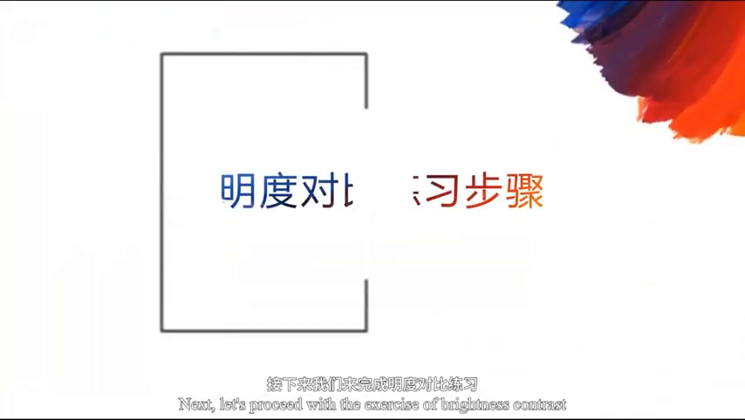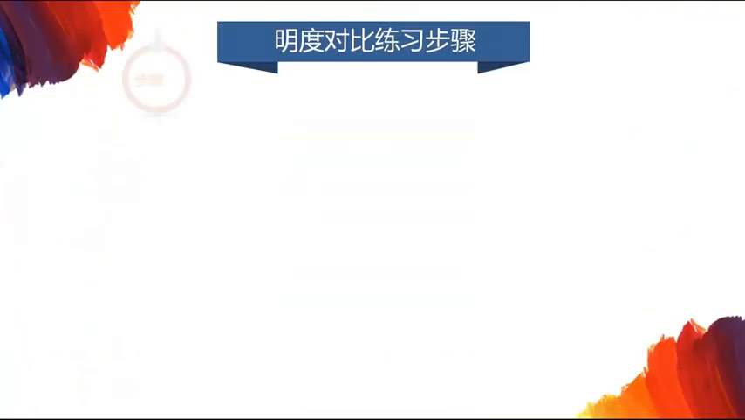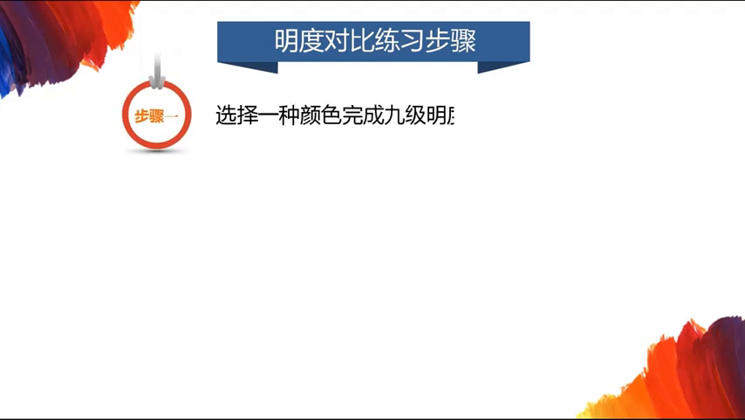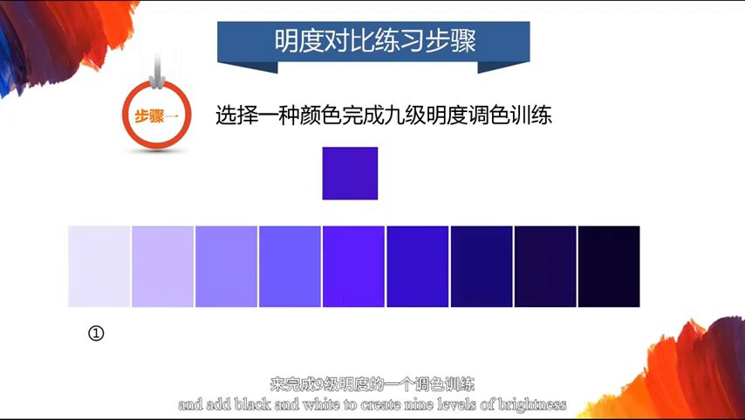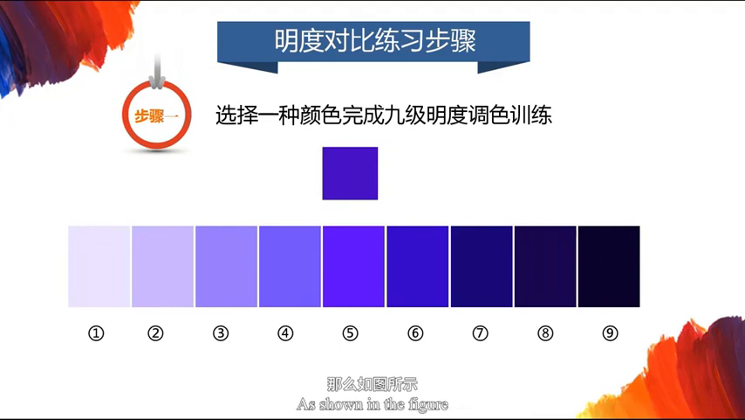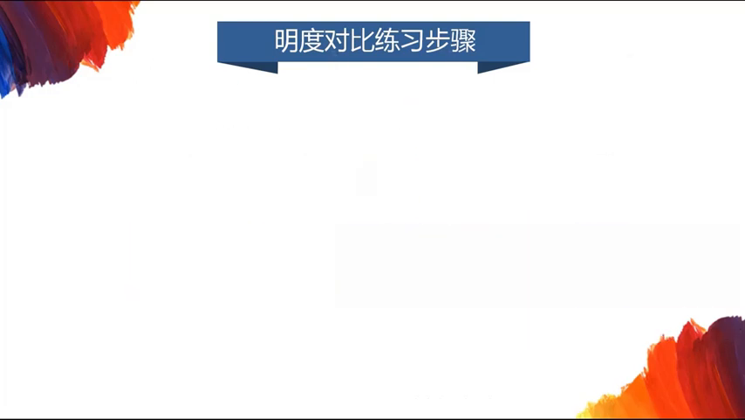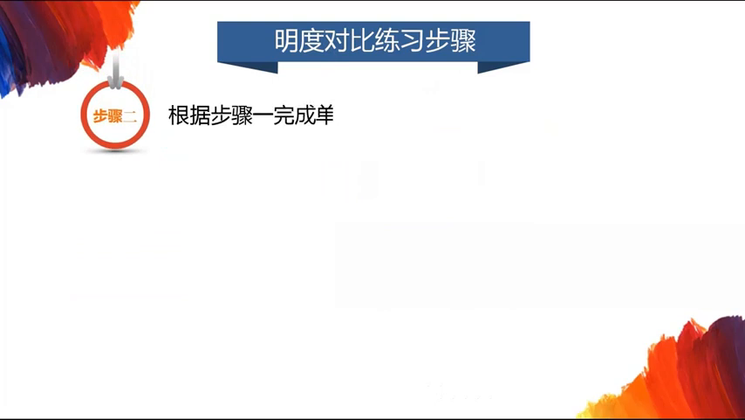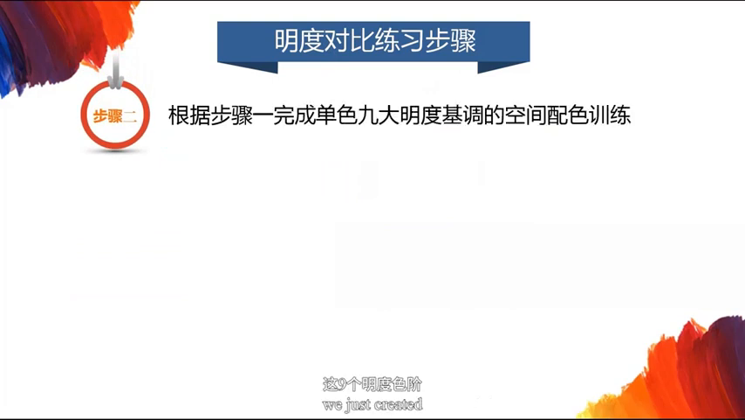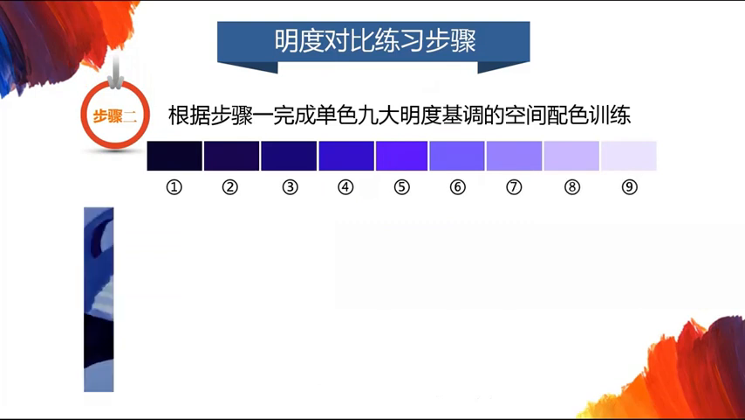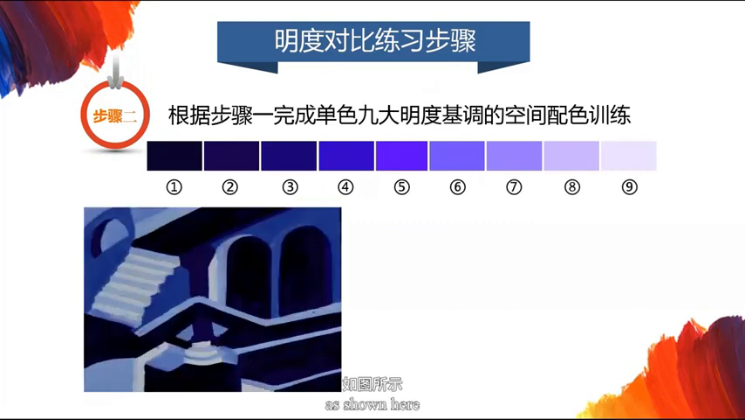Next, let's proceed with the exercise of brightness contrast. There are 2 steps. In the first step, we choose a color and add black and white to create 9 levels of brightness. As shown in the figure, we add black and white to this blue color, forming 9 color scales of brightness. In the second step, based on the 9 color scales we just created, arrange them in the picture, as shown here.